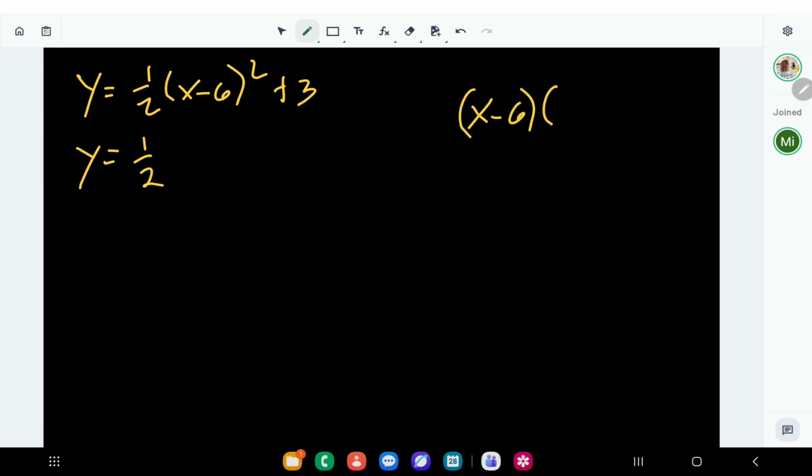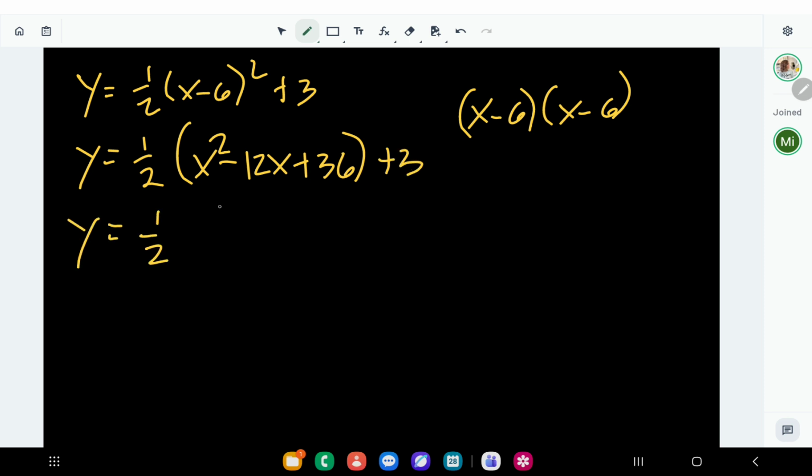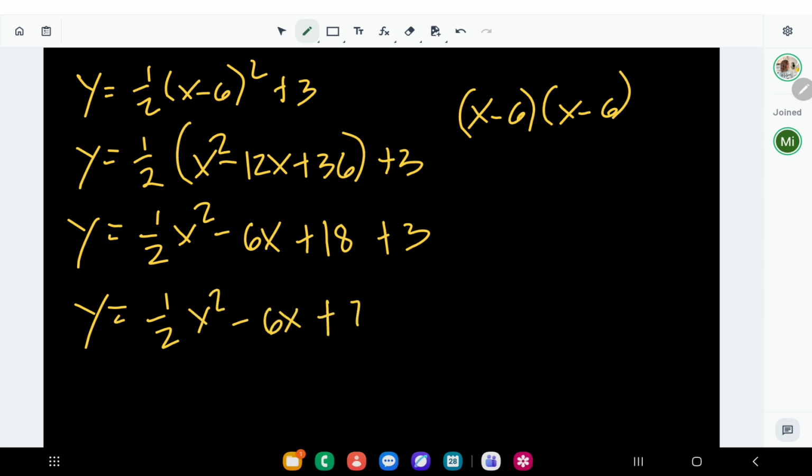19. So y equals 1/2 times x minus 6 squared plus 3. So you FOIL x minus 6. What is x minus 6 times x minus 6? Okay, so x squared minus 12x plus 36, plus 3. So this is 1/2 x squared minus 6x plus 36 divided by 2 is 18, plus 3. So this is 1/2 x squared minus 6x plus 21. Okay, that's what you got.